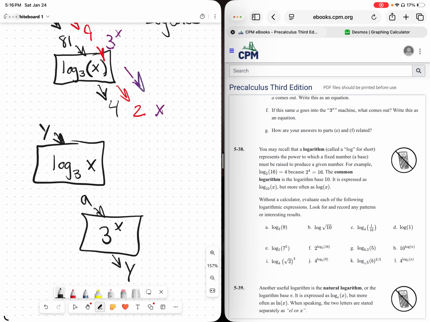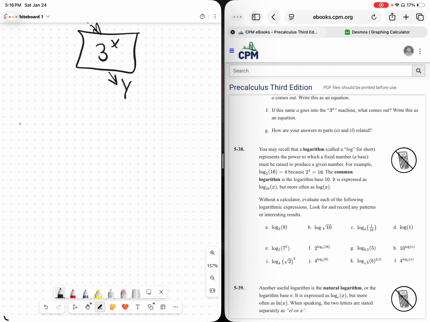You may recall that a logarithm represents the power to which a fixed number or a base must be raised to produce a given number. So for example, right, if we had log base 2 of 16 equals 4, what we're saying is that 2 to the fourth power is 16, right? So again, it's the opposite of that exponential equation, right?